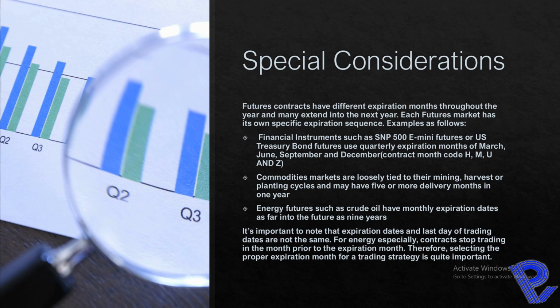Commodities markets are loosely tied to the mining, harvest, or planting cycles, and many have 5 or more delivery months in 1 year. Energy futures such as crude oil have monthly expiration dates as far into the future as 9 years. It's important to know that the expiration dates and the last day of trading dates are not the same. For energy especially, contracts stop trading in the month prior to the expiration month. Therefore, selecting the proper expiration month for a trading strategy is quite important.